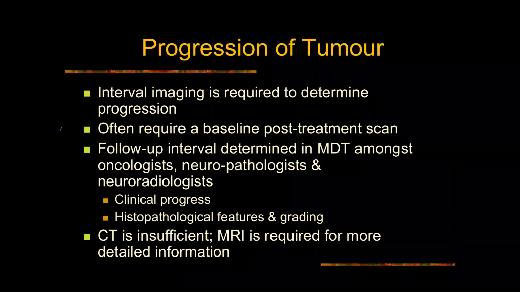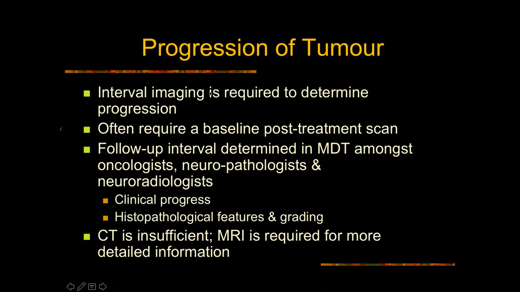So, progression of tumor. We come to the end of the talk now. Interval imaging is required to determine progression. But most of the time now, most of the tumors are actively managed. Very few tumors are watch and wait, unless it's entirely benign things like meningiomas.